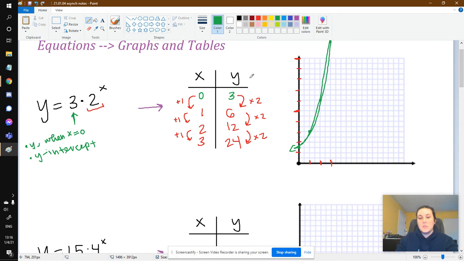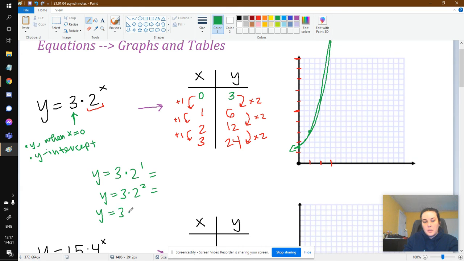The other way we could do this, instead of making a table, is we can actually just plug in a 1 here, a 2 here, and a 3 here, right? So for x equals 1, we have this. For x equals 2, we would plug in a 2. For x equals 3, we can think of this as plugging in a 3.